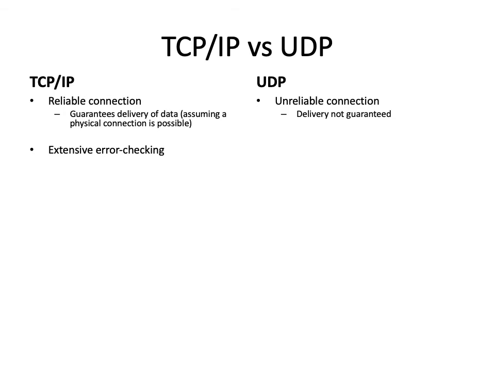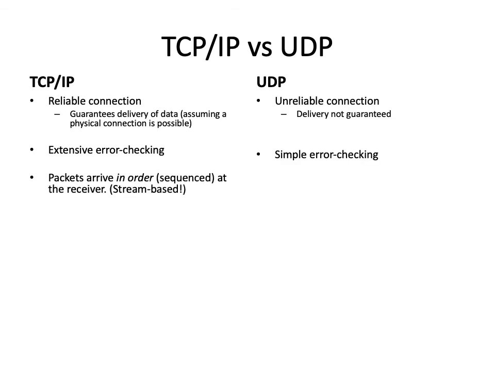TCP/IP is going to do extensive error checking. Was there a packet that got lost? Well, let's resend it. Was there a packet that looks corrupt? Well, let's resend it. So it does a lot of error checking that way. UDP is only going to do simple error checking.